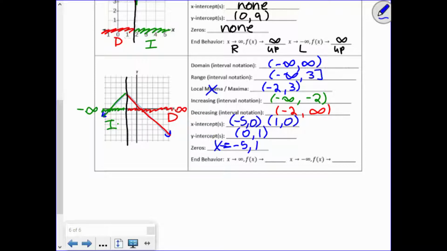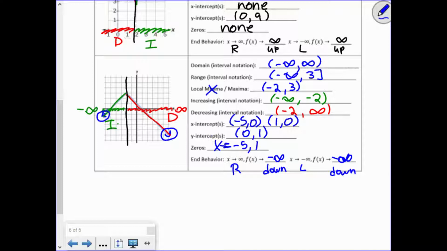Alright, end behavior. This is the right side of my graph, so what's happening on the right? Don't say decrease. Where's the arrow pointing? Down. So how do I say that the arrow is going down in notation? X arrow negative infinity. What about on the left side of my graph? Same thing. The arrow on the left is pointing down. Down, down. Negative infinity.